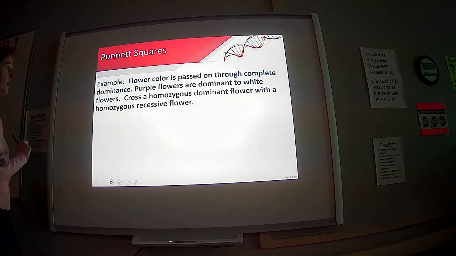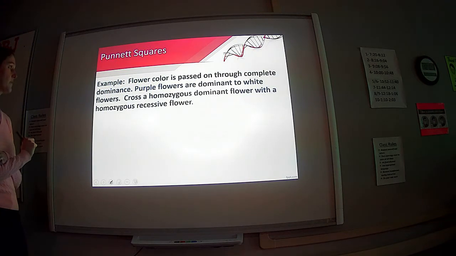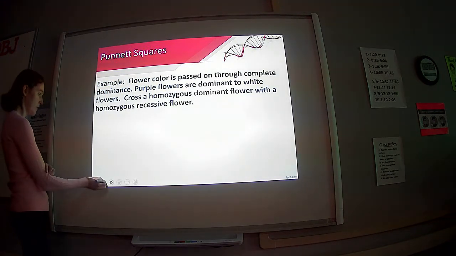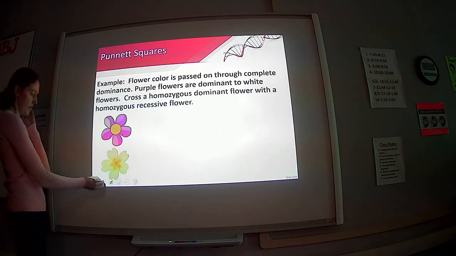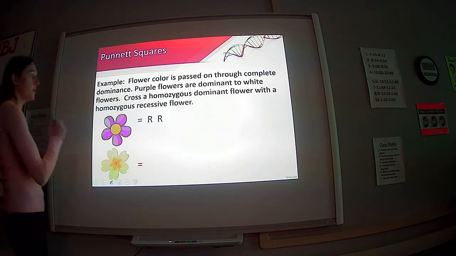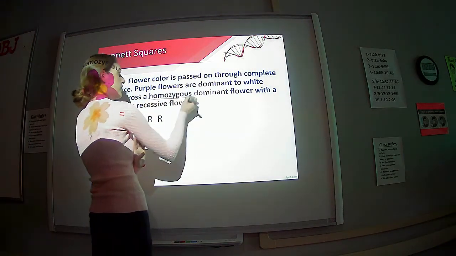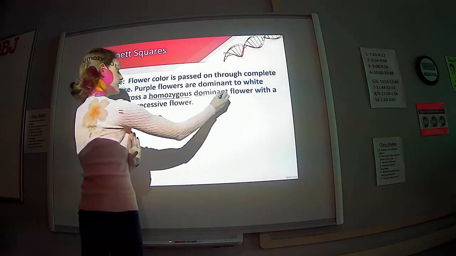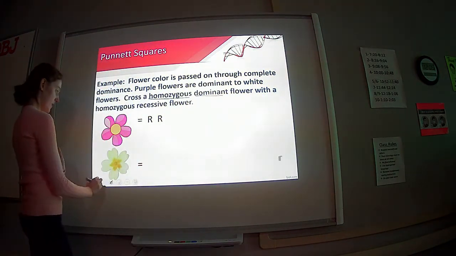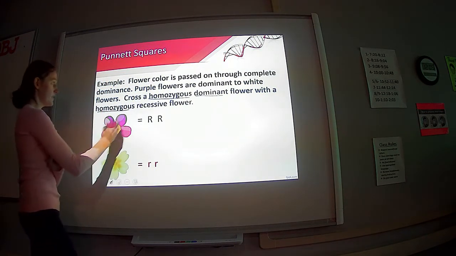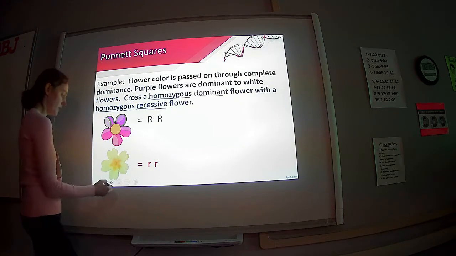So flower color is passed through complete dominance. Purple flowers are dominant to white flowers. Cross a homozygous dominant flower with a homozygous recessive flower. So here's my two flowers. My dominant flower we know is homozygous, which means that they are both going to be the same. And since it's dominant, we're going to make them capital. For my white flower, it is homozygous, so they're both going to be the same. Since it is recessive, they're going to be lowercase.